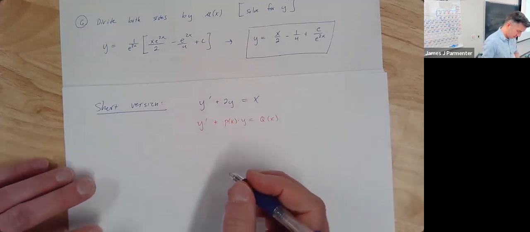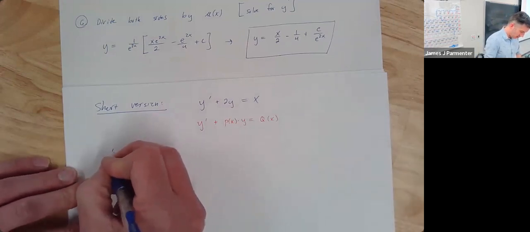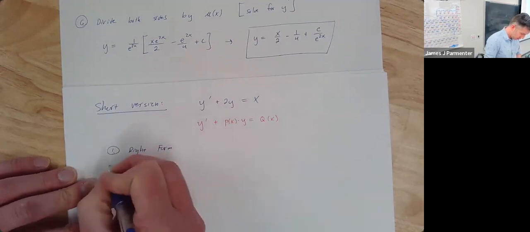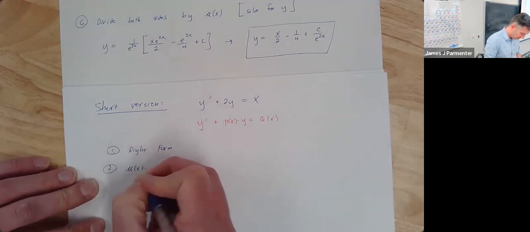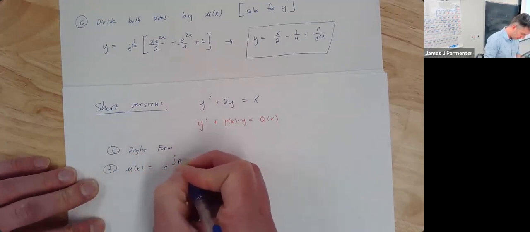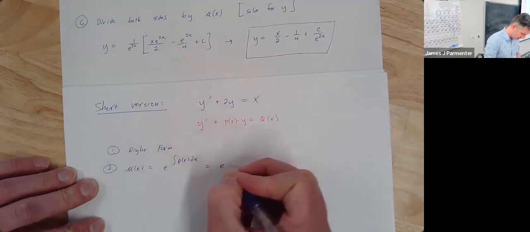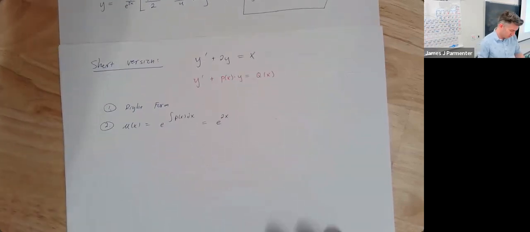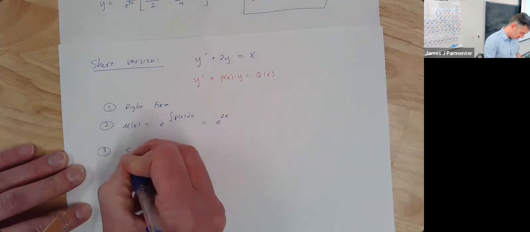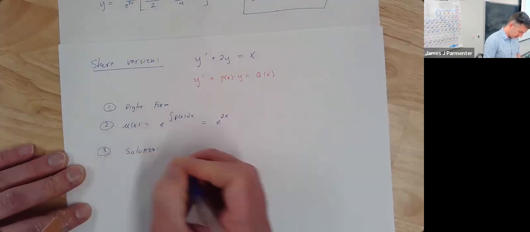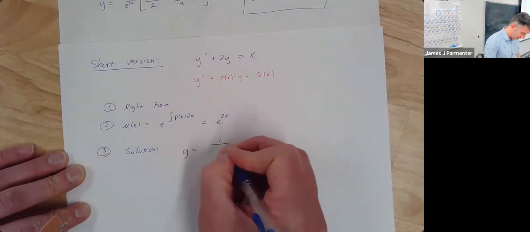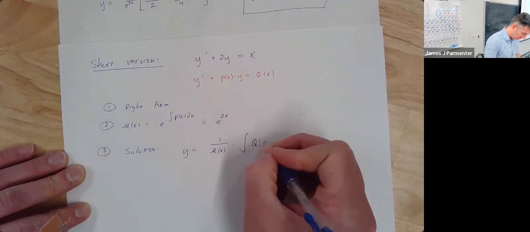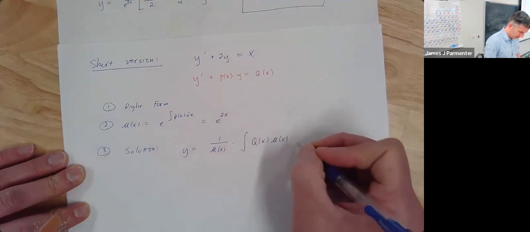So we're still going to find the integrating factor. So, first, make sure it's the right form. Second, the integrating factor is going to be e to the integral of p of x dx, which in this case is e to the 2x. And then you can jump straight to the answer. The solution is that y is going to equal 1 divided by your integrating factor times the integral of q of x times your integrating factor.